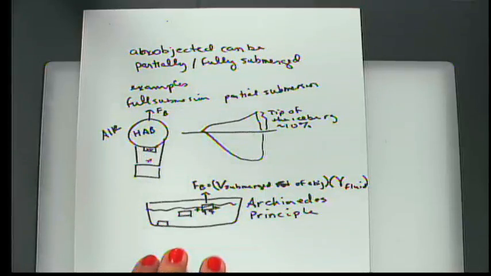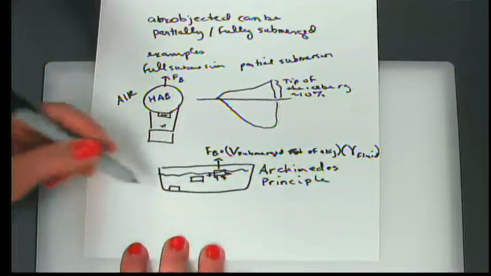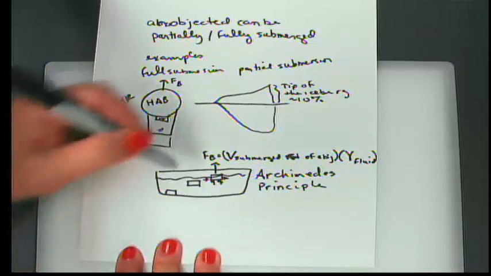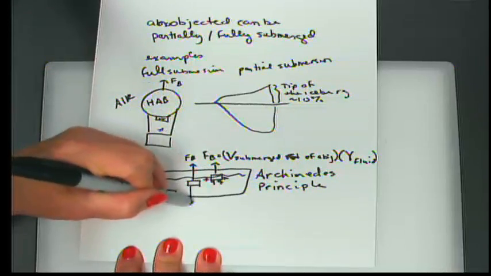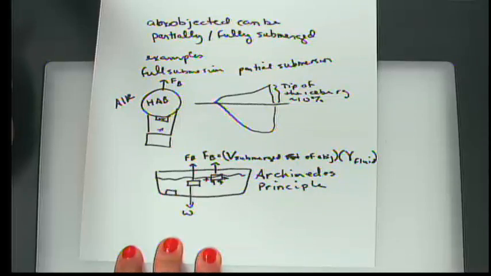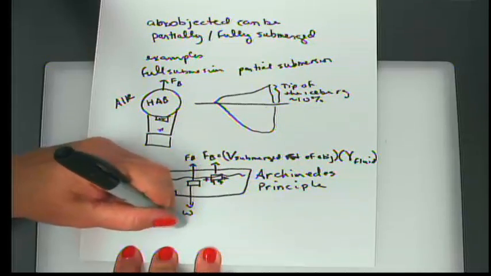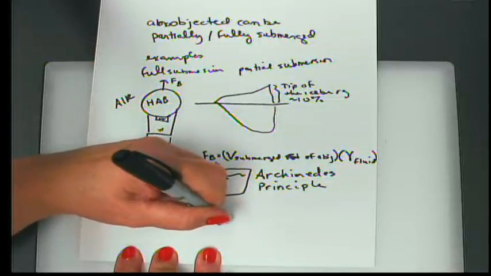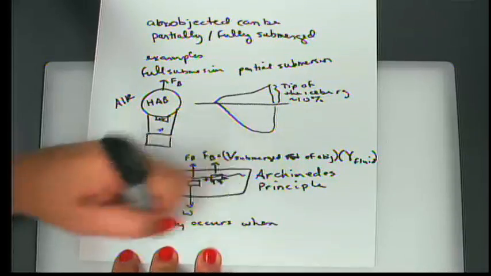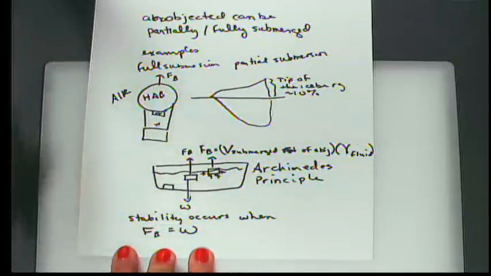And if it's sitting still, those forces are all going to be normal forces, but it's always going to be equal to this. So if you look at an object that's floating, you have the buoyant force acting up, and you still have the weight of the object acting down. And when stability is reached, in other words, where it is not rising or sinking, stability occurs when the buoyant force is equal to the weight of the object.